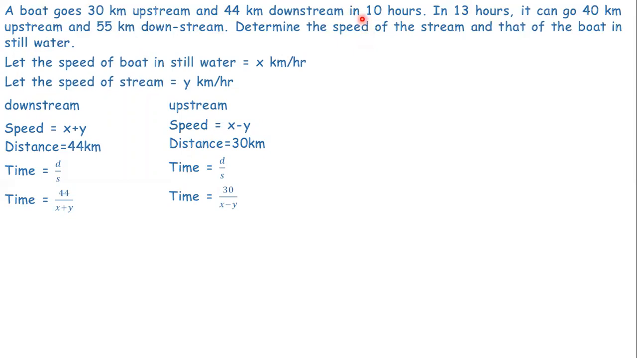Now here it is given that total time taken to travel upstream and downstream is 10 hours. That is time taken to travel downstream plus time taken to travel upstream is equal to 10 hours. That is 44 by x plus y plus 30 by x minus y is equal to 10. We got one equation which is not linear. We have to reduce this to linear form, then solve by elimination method. For that, we need one more equation.